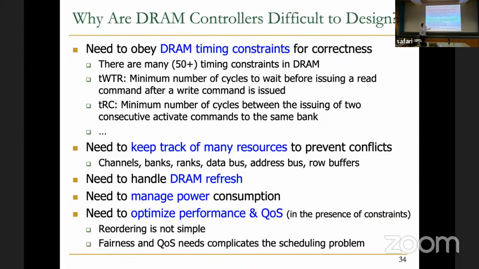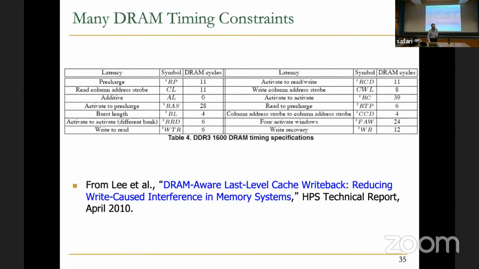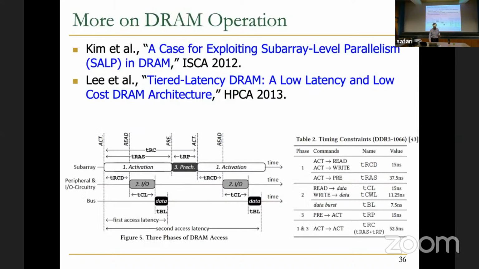And adding fairness and quality of service and guarantees complicates the scheduling problem significantly. So these are some example timing constraints. You already know why timing constraints exist, but I just use a reminder, and I'll give you some papers you can read. Some of these we already discussed, actually, these two, subarray level parallelism and tiered latency DRAM. These actually discuss the reasons for timing constraints nicely.